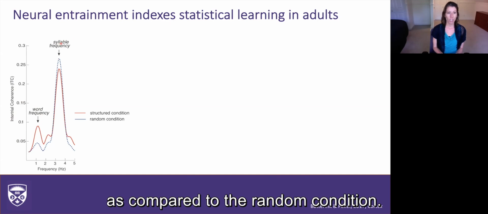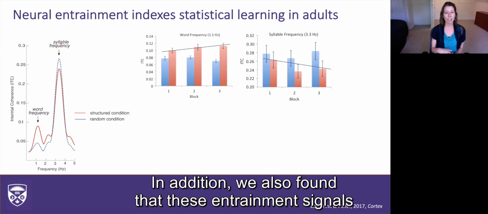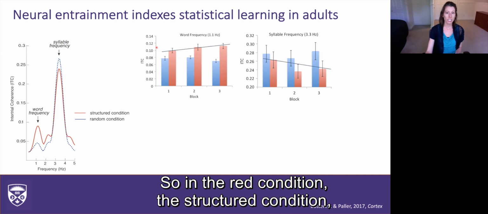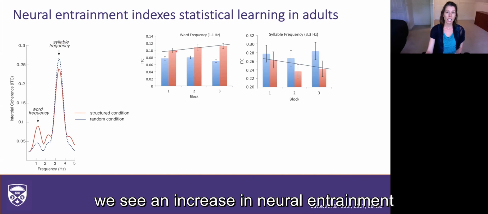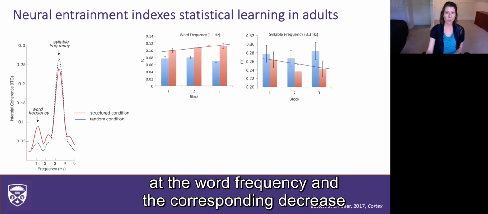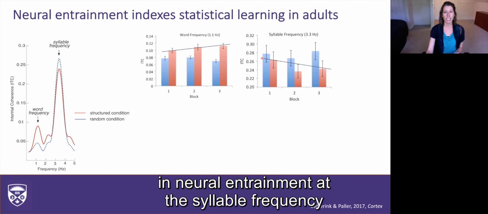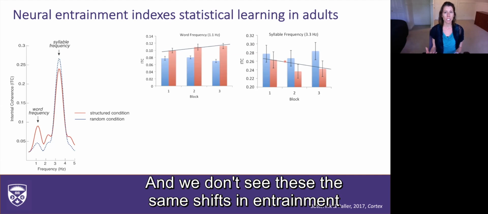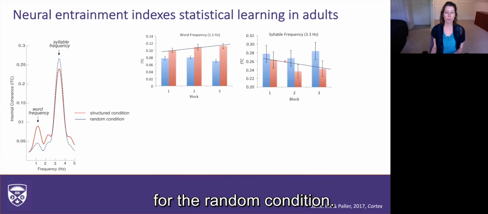In addition, we also found that these entrainment signals shifted over exposure consistent with what we expected. So in the red condition, the structured condition, we see an increase in neural entrainment at the word frequency and a corresponding decrease in neural entrainment at the syllable frequency as the exposure continues over time. And we don't see this same shift in entrainment for the random condition.